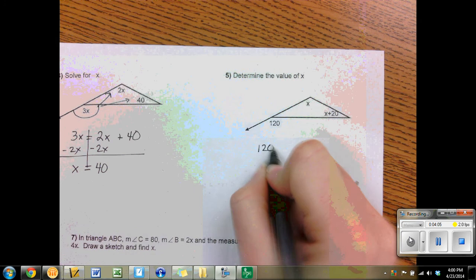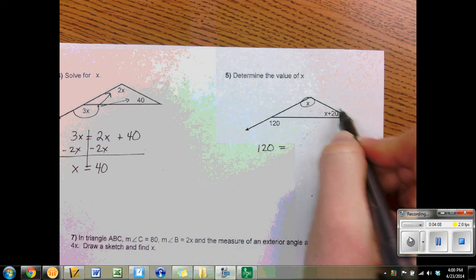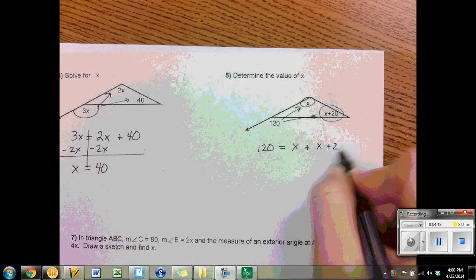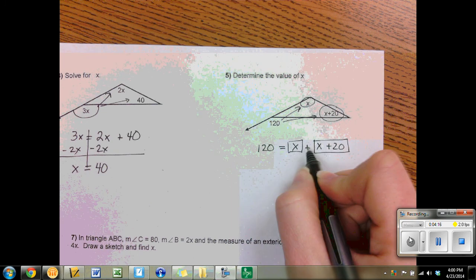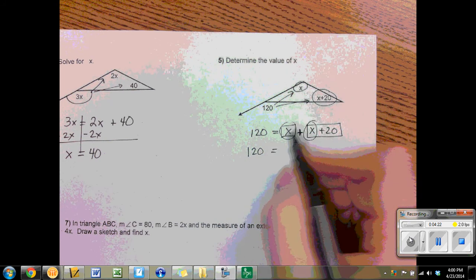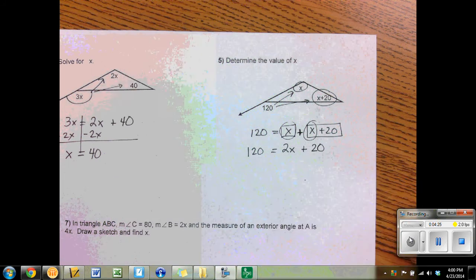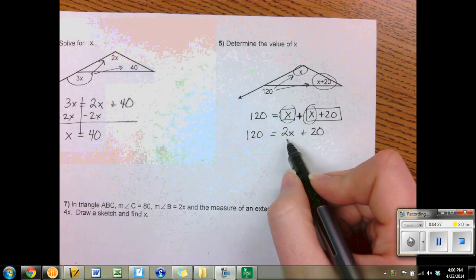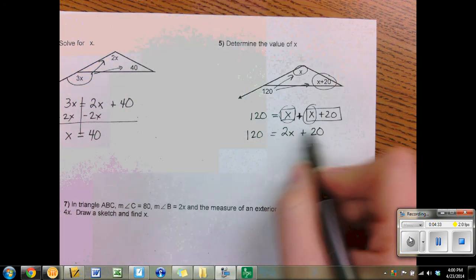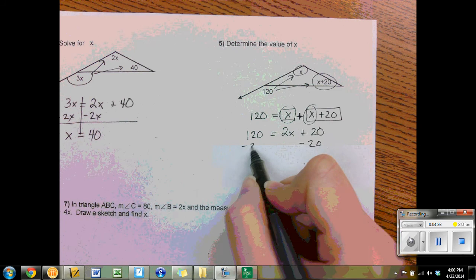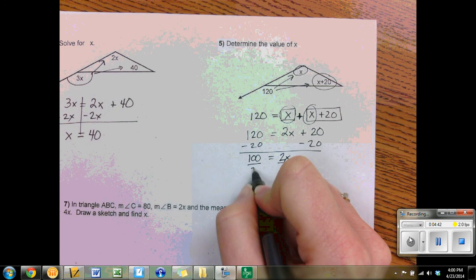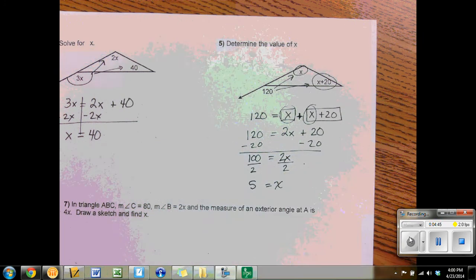Okay, so I have 120 degrees is equal to these two angles, my two remote interior angles, so x plus 20. Remember, this is one angle and this is the other one, and I'm going to add them together. Now I have some like terms that I'm going to have to combine. So I have an x here and an x here, so I actually have 2x plus 20. I want to get everything on this side over there. So I'm going to subtract 20 from both sides. So 100 equals 2x. Then I'm going to divide both sides by 2, and x is 50.